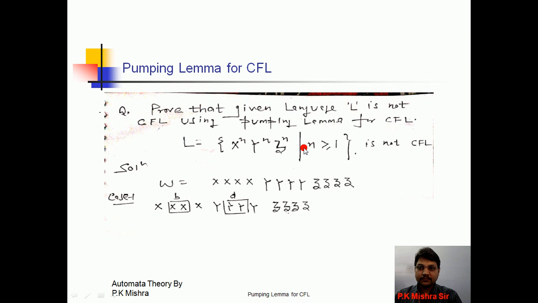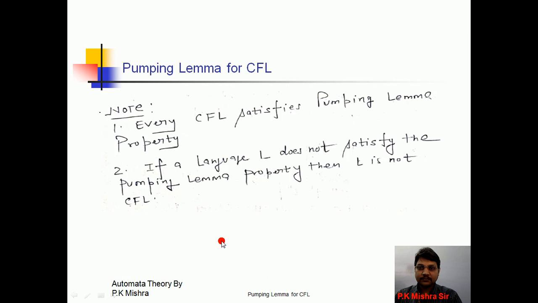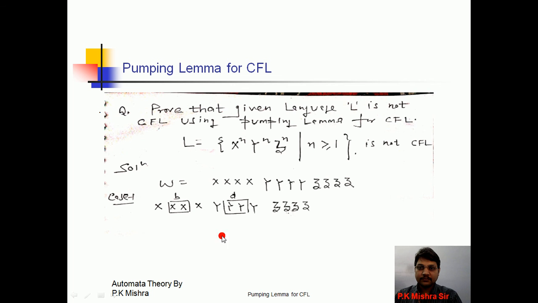Means this property, the third property, is not satisfied by this language. Means the pumping lemma has proved that this language is not a context free language.